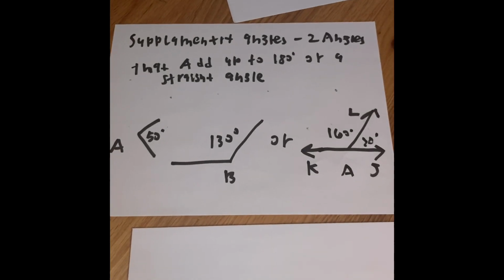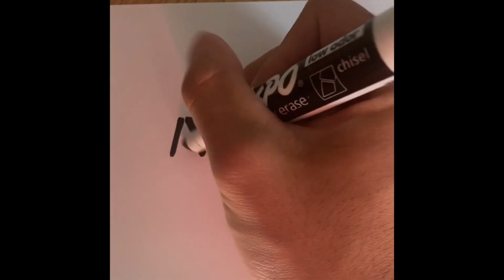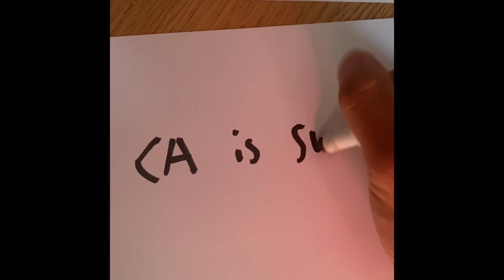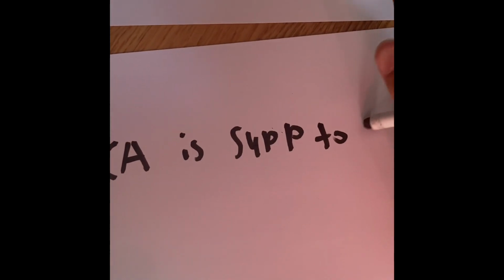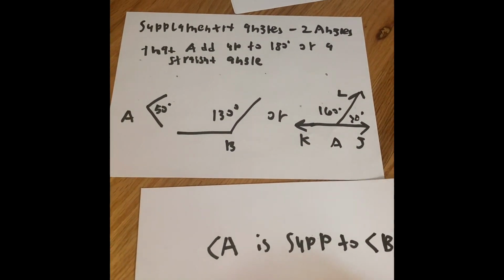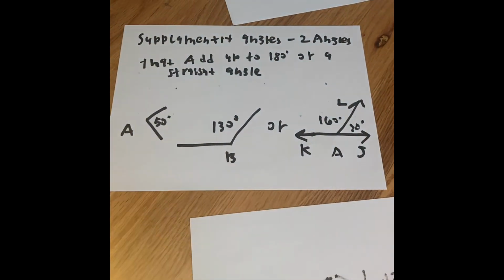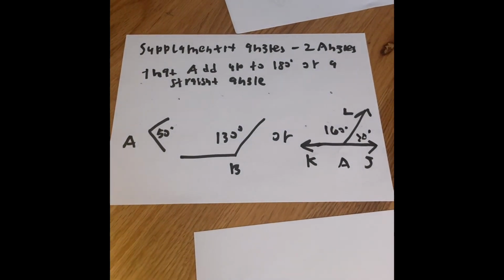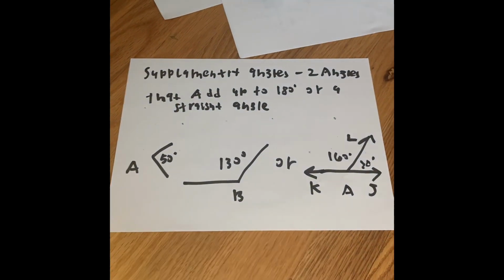That is how we can say it mathematically: angle A is sup, short for supplementary, to angle B. That can be an example of how we can write it mathematically. Now we're going to see what an example looks like when we solve a problem.